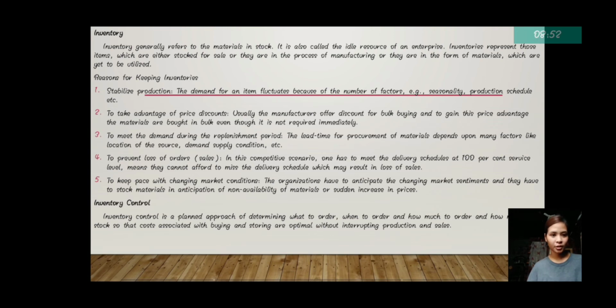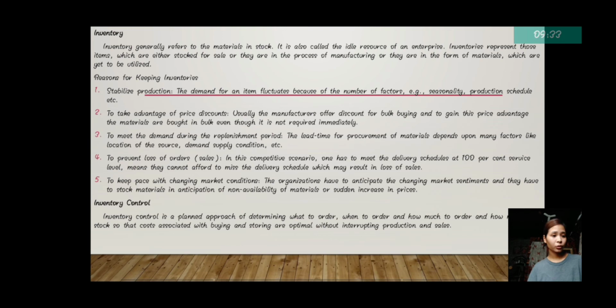supply conditions, and etc. Then the fourth is to prevent lost orders or sales. So in this scenario, the one who has to meet the delivery schedules at 100% service level means they cannot afford to miss the delivery schedule, which may result in loss of sales. Then the fifth is to keep pace with changing market conditions. The organization has to anticipate the changing market sentiments, and they have to stock materials in anticipation of non-availability of materials or sudden increase in prices.